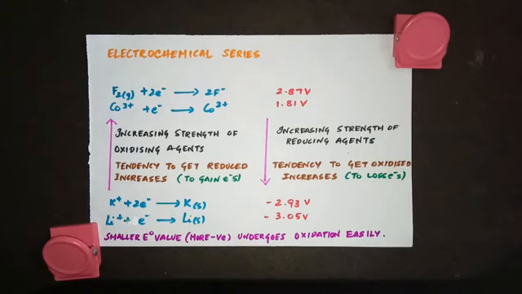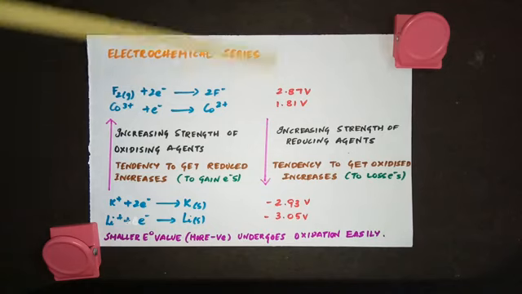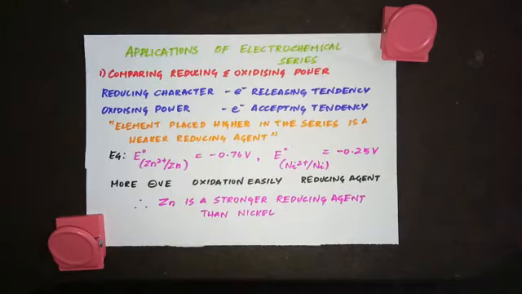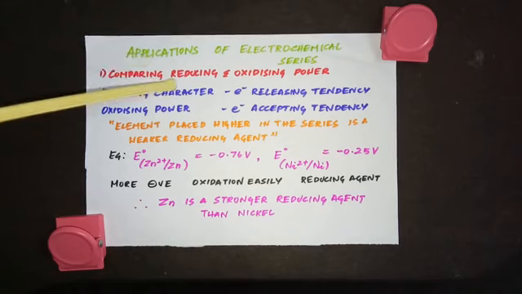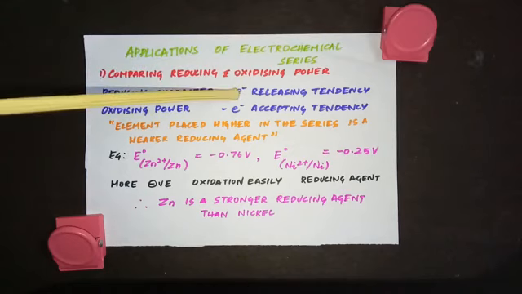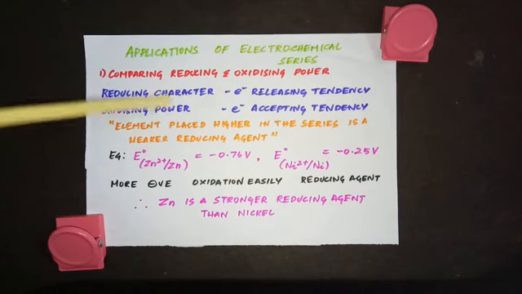Now let's see what the applications or uses of the electrochemical series are, what is the purpose of arranging them in this order, and what other details you can get from it. So, the applications of the electrochemical series. The first application is comparing reducing and oxidizing power. Reducing character means electron releasing tendency. Oxidizing power means electron accepting tendency.